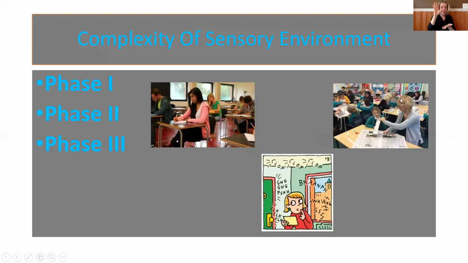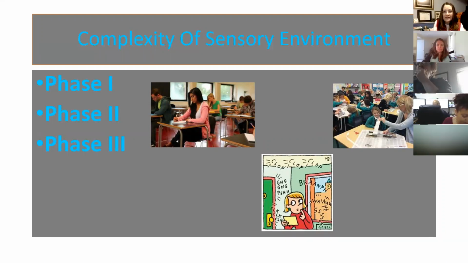But then we think about this environment here on the top right, where it's an elementary classroom where students are sitting in groups and working together in groups. So you might have 6 groups of kids all talking amongst their groups, movement, papers, water fountains, all the things that happen in an elementary classroom. And so our students with CVI, even in phase 3, are going to struggle in this environment.